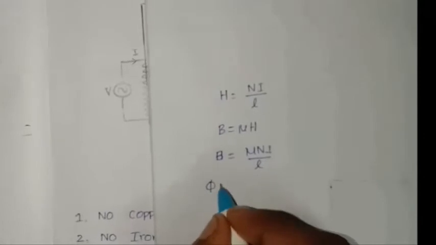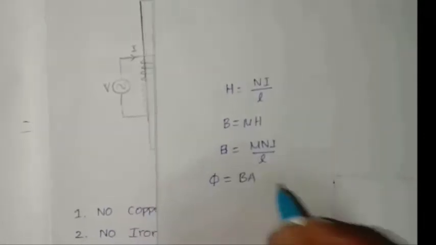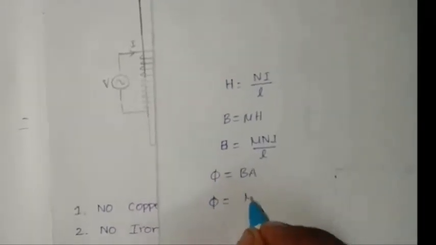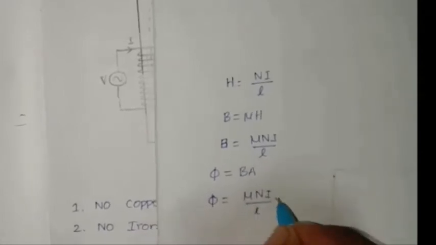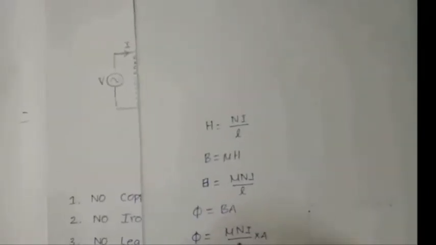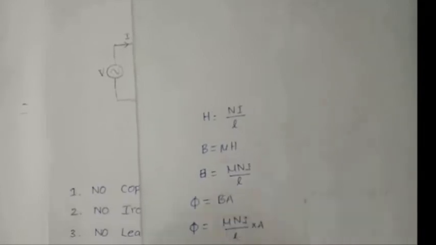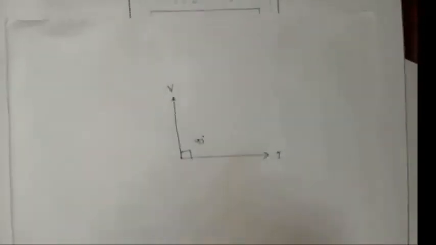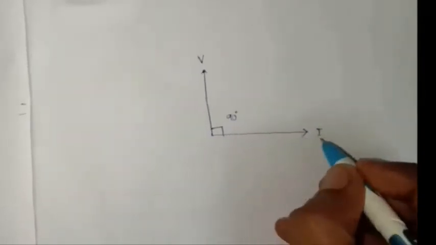We know that flux phi is equal to B A. Hence, phi is equal to mu N I by L into A. As the area of cross section of the core is uniform throughout, A is constant, L is constant, the number of turns N is constant, and permeability mu is also constant. Therefore, flux is directly proportional to I. Hence, we can take flux phi and I as in the same phase.